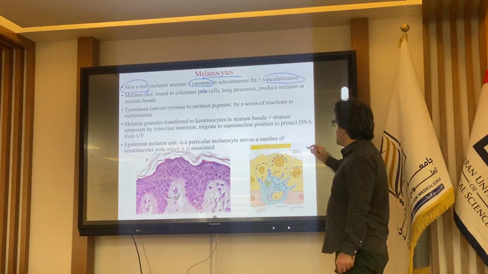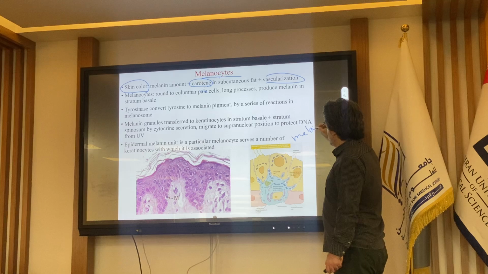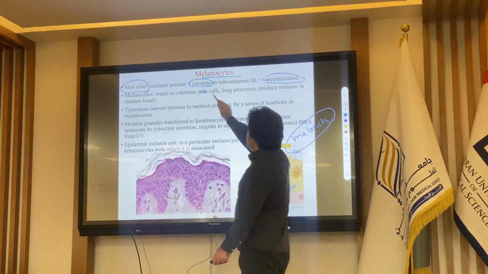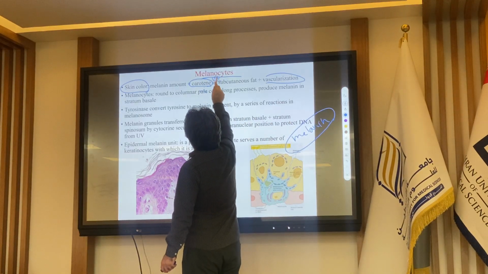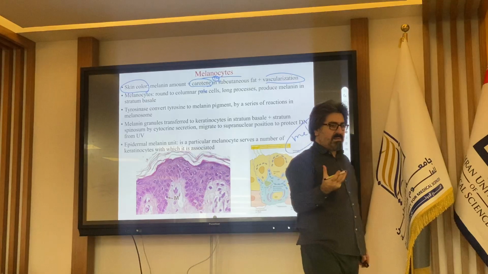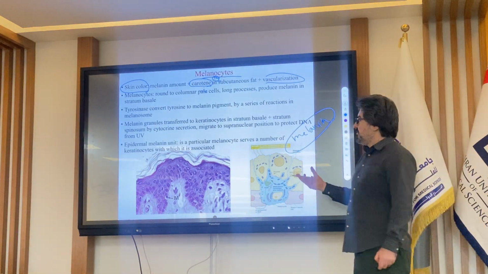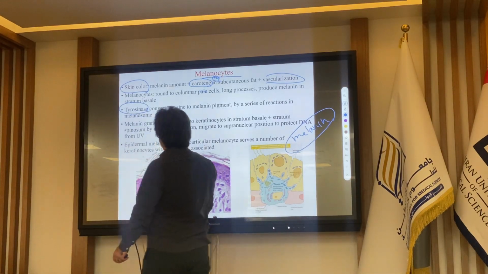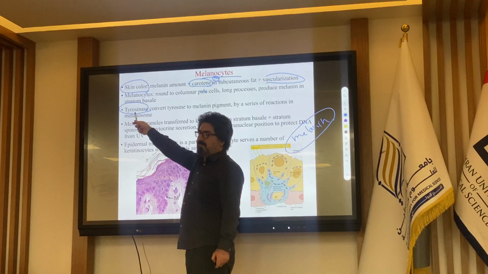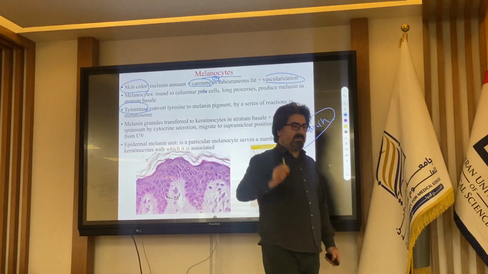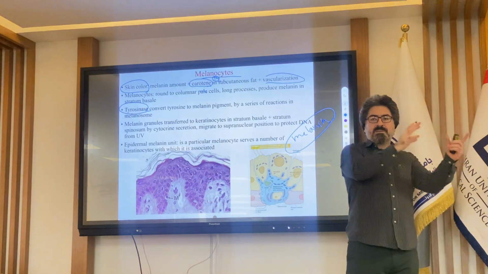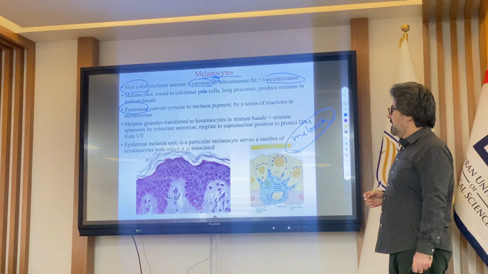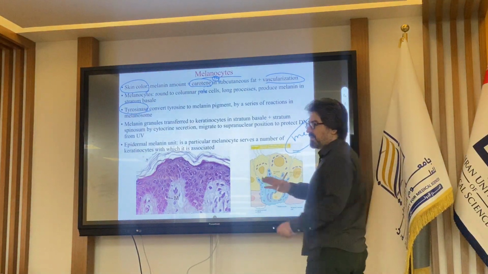Melanocytes produce a pigment known as melanin. Simply, they produce melanin. Melanin is a pigment that is produced by tyrosinase. Tyrosinase is an enzyme that produces melanin. It converts tyrosine to melanin. And melanin is responsible for the color of the skin.